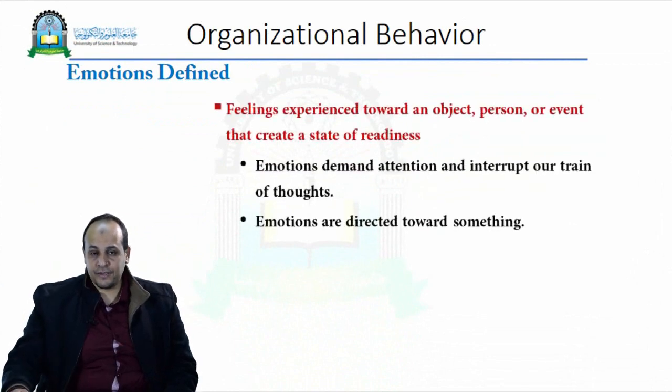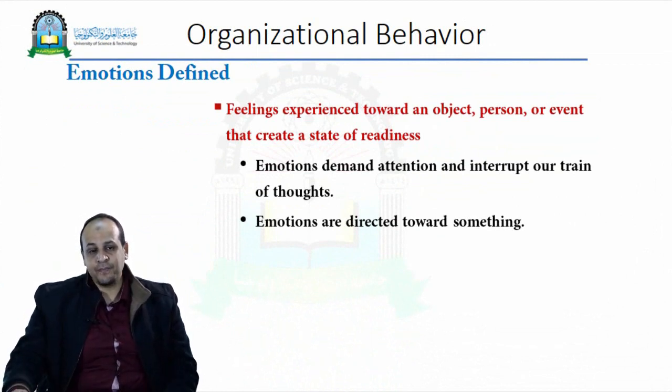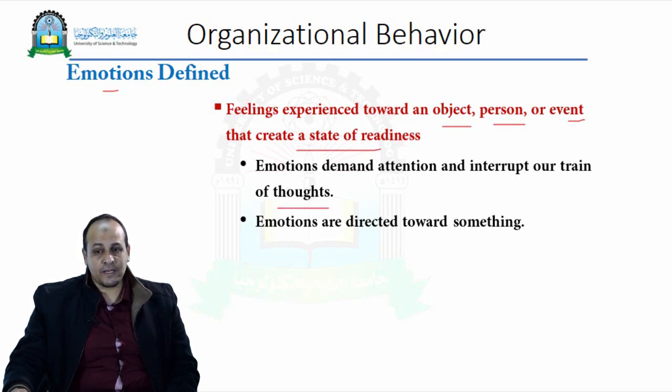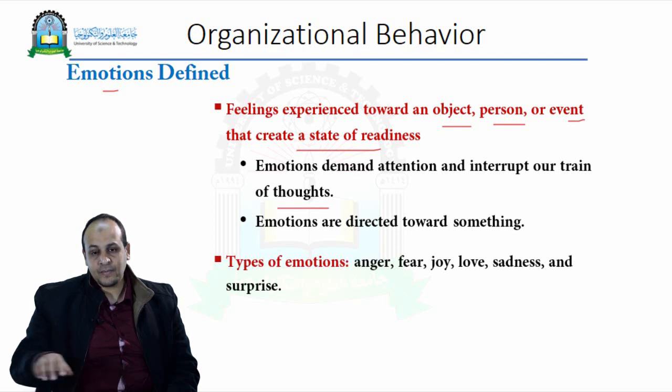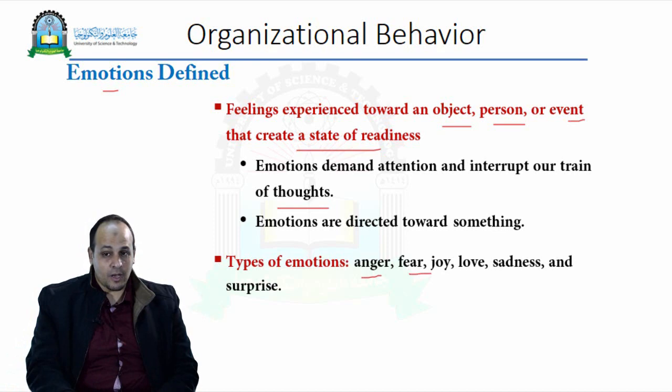Now we go to emotions as one component within the cluster of the intentions or behavior intention. Emotions, الأحاسيس, these are about feelings experienced toward an object, person, or event, again, that create a state of fitness. Here we have examples of emotions, as we said before, like sadness, etc. Emotions demand attention and interrupt our train of thoughts. So emotions can be either directed towards something, or sometimes can also be controlled. Look here. These are examples of emotions: anger, fear, joy, love, sadness. These kinds of emotions may really affect the way we think about this object, person, or event.